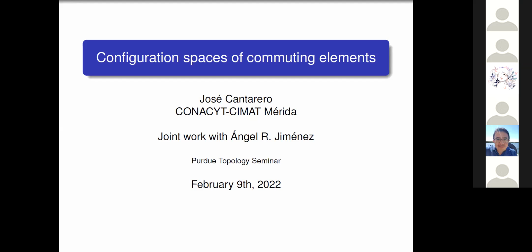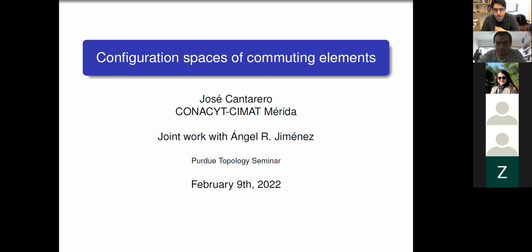So let me talk about this recent work with a master student of mine, Angel Jimenez, which I think is an interesting generalization of the spaces of commuting tuples, which have become very popular in recent years. And it's not only a matter of generalizing because I want to generalize, but I think it could be useful also to understand these other spaces of commuting tuples, which have an interesting motivation. So let me start with the motivation.